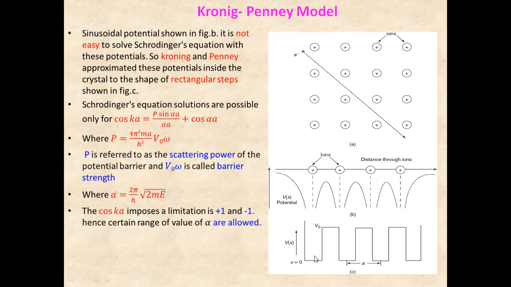Here, this is the positive ion site which is presented here. And here, this is a, the distance a, which is the lattice spacing. Now, for the sinusoidal potential shown in theory, it is not easy to solve Schrodinger's equation with these potentials. So, Kronig and Penney approximate.